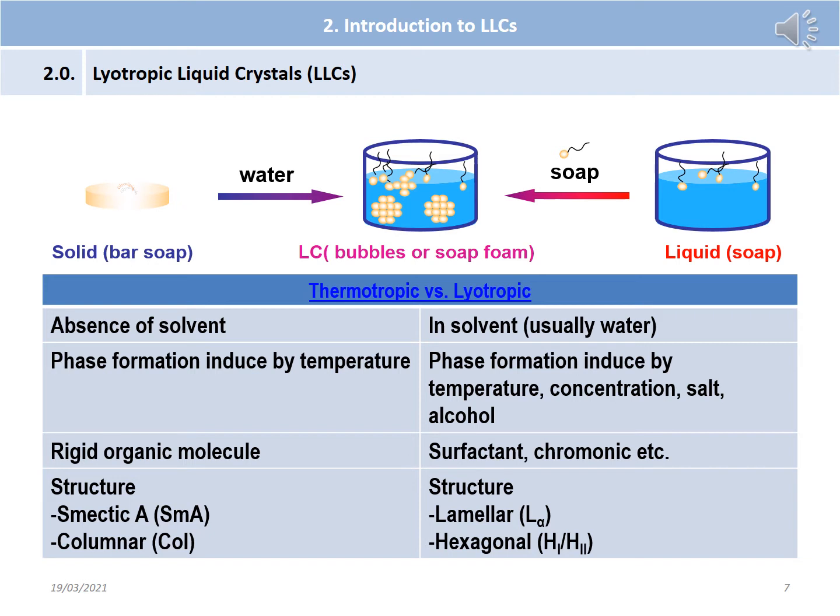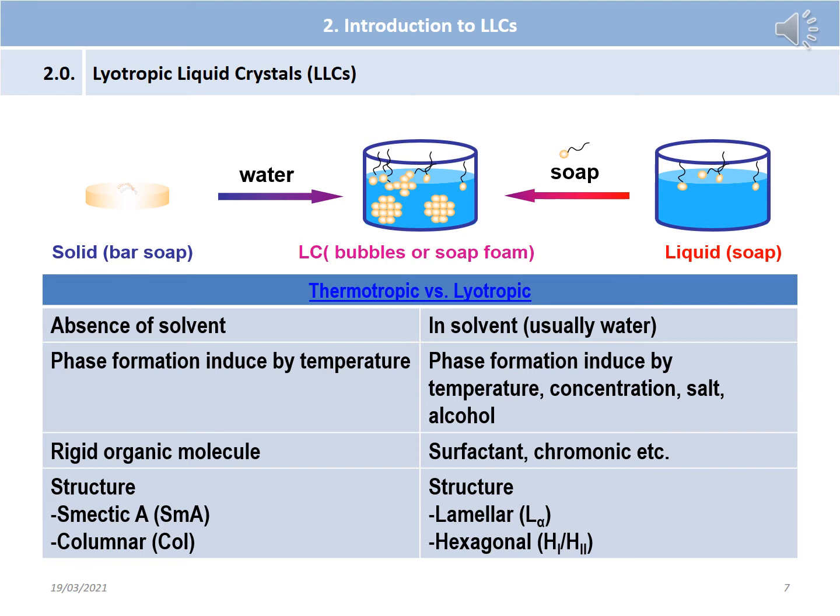In lyotropic, the phase formation is induced by temperature, concentration, and salt. As an example, ethoxylated alcohols will form lyotropic liquid crystals at high concentrations. At a concentration of 50% and a temperature below 55 degrees Celsius, it exists in the hexagonal phase, but when the concentration is higher, such as 70%, it will show the lamellar phase.